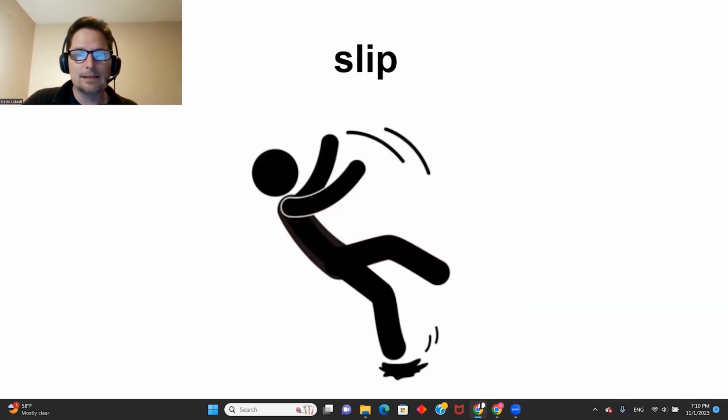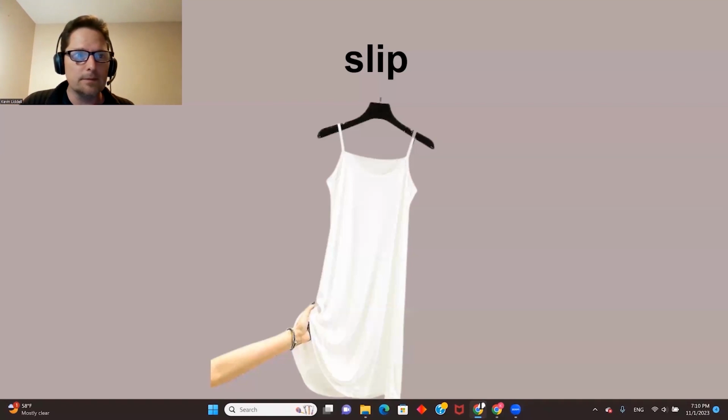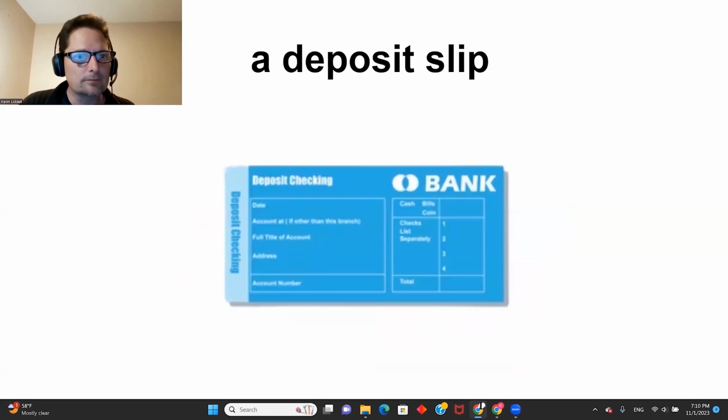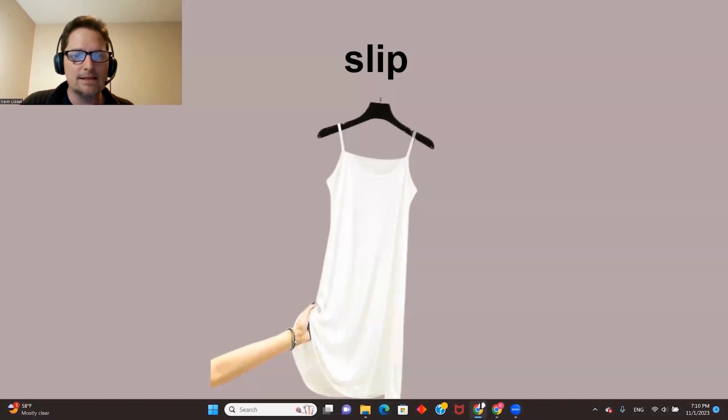So remember, slip. This is slip, and it's primarily used as a verb. But we have different slips. This is a slip, and this is a slip, and this is a slip too. Let's look at each one. First, this is a slip. It's a kind of underwear that you wear under a dress. It's called a slip. It's countable, so we say you wear a slip under your dress.